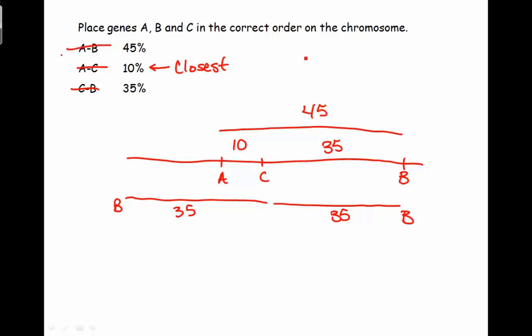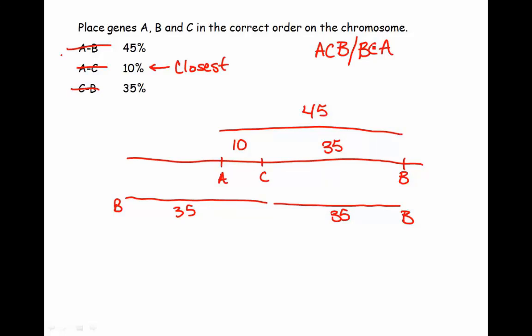So when all is said and done, the order of these genes is going to be A, C, B, or you could also say that it's going to be B, C, A. Exact same thing there as far as our answer choices are concerned. So that's looking at 3 genes at a time.